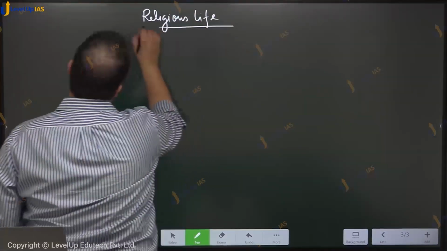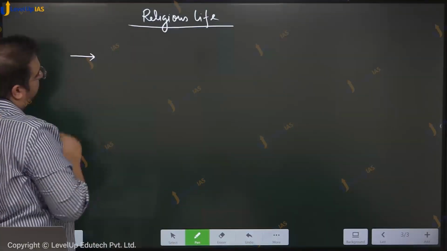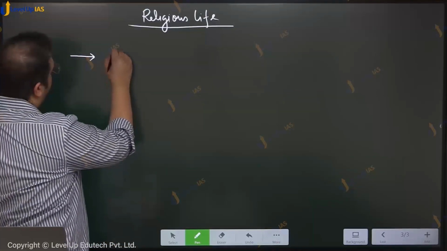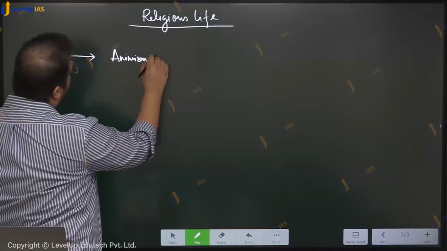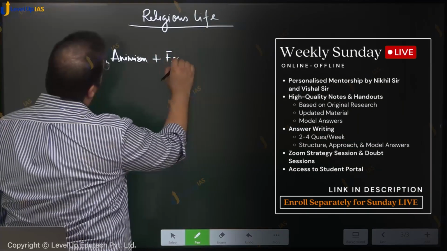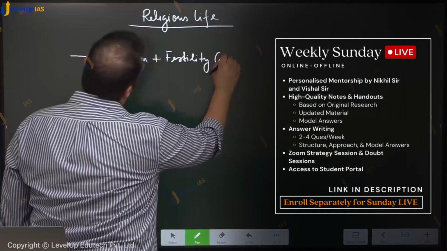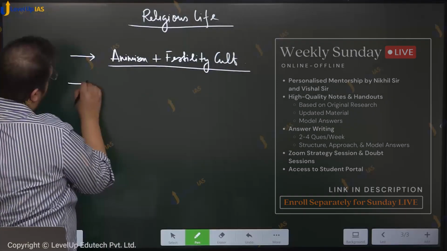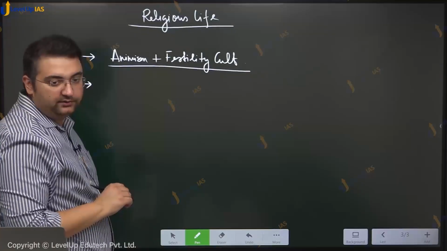What were the characteristics of Harappan religion? It seems to be a combination of animism and fertility cult. Were any sacrificial rituals involved?